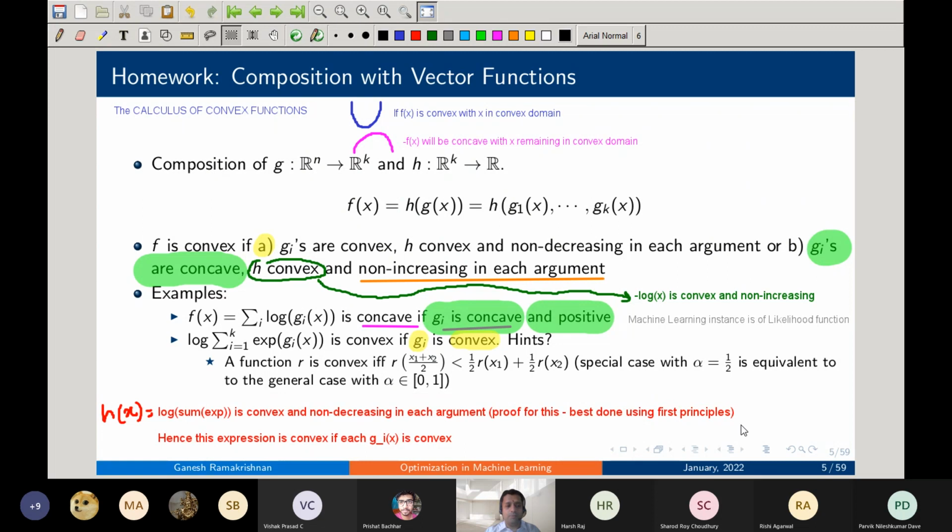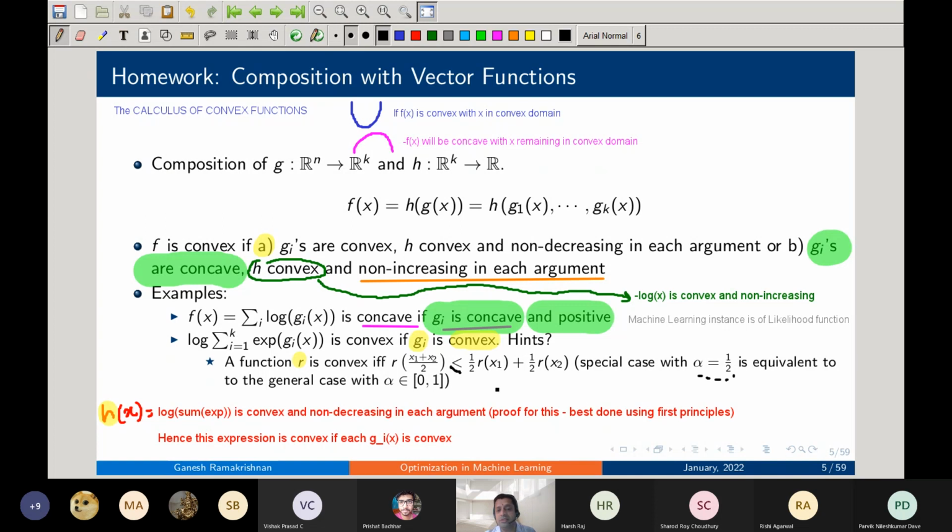Okay, so let's now prove this h(x) to be convex. To prove that h(x) is convex, I've given a hint. I've said that a function r, so I'm going to use r as h, is convex if and only if r((x1 + x2)/2) is less than or equal to 1/2 r(x1) + 1/2 r(x2). So a special case of convexity is good enough to show the general case. The special case is with alpha equals half.